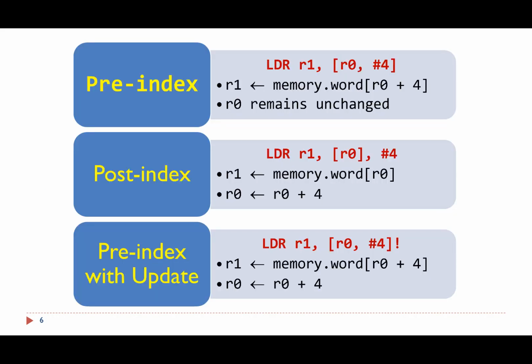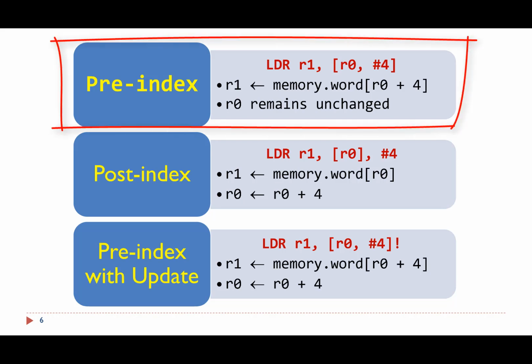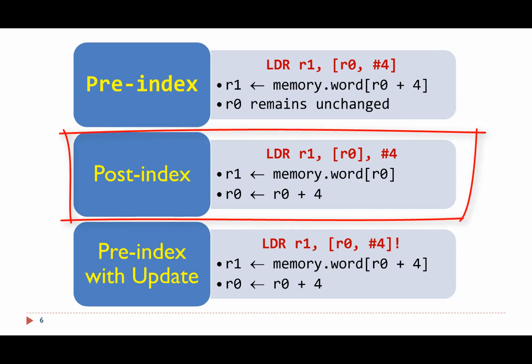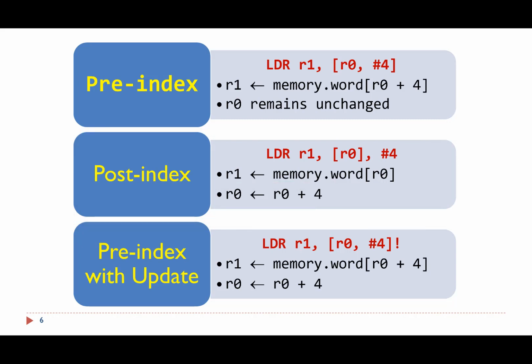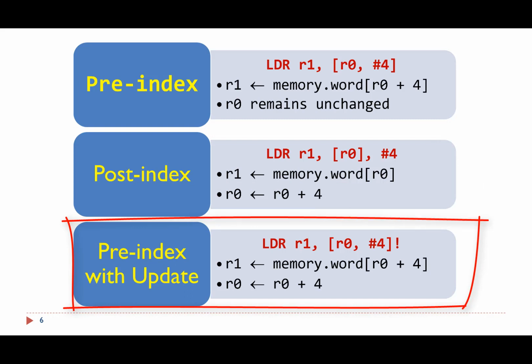In sum, we have 3 different addressing modes. In pre-index, the target memory address is the base register plus offset. In post-index, the target memory address is the base register. After the word is loaded from the target memory address, the base register is incremented by the offset. In pre-index with update, the target memory address is the base register plus the offset, and the base register is also increased.